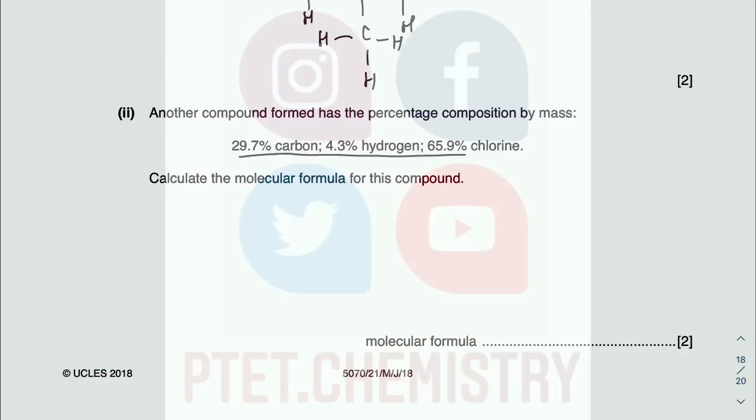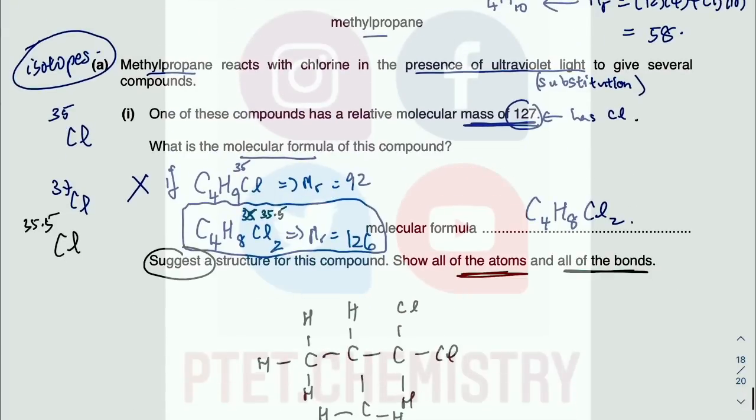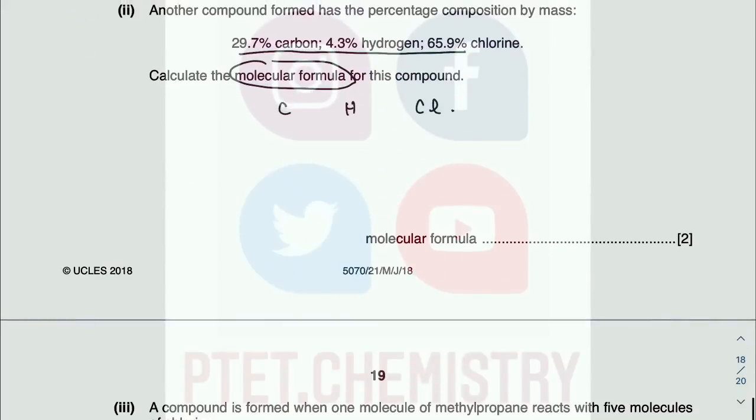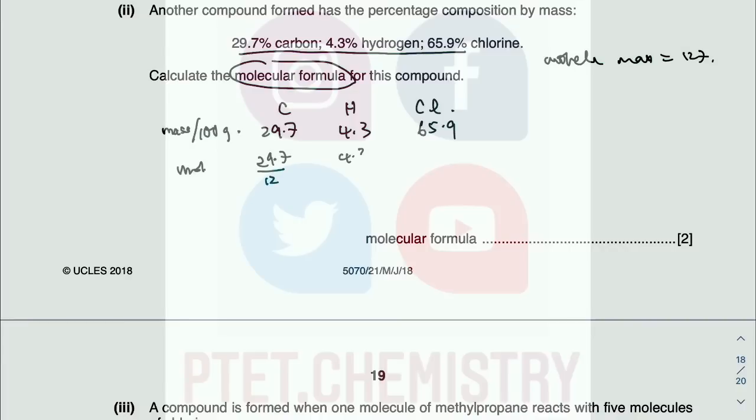So given the percentage mass, you should be able to work out the empirical formula. And then how do you work out the molecular formula? Well, they give you the molecular mass, right? Molecular mass is 127 there. So start by working out the empirical formula, which is 29.7, 4.3, 65.9. You gotta label them, the mass per 100 gram. So mole is going to be mass over the MR. Well, the AR, I guess, relative atomic mass.